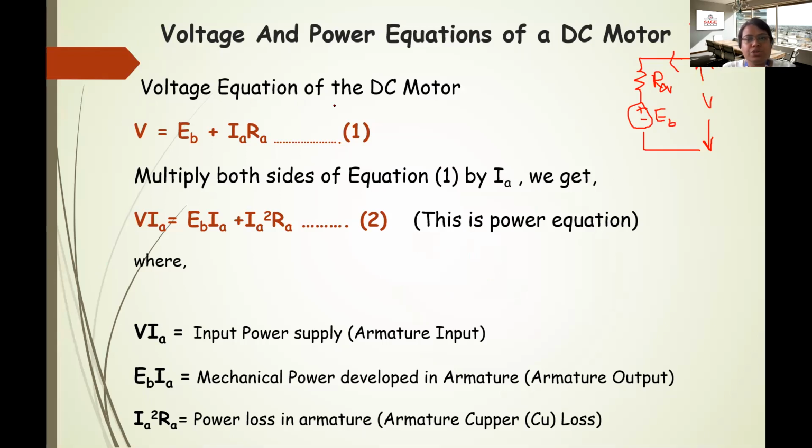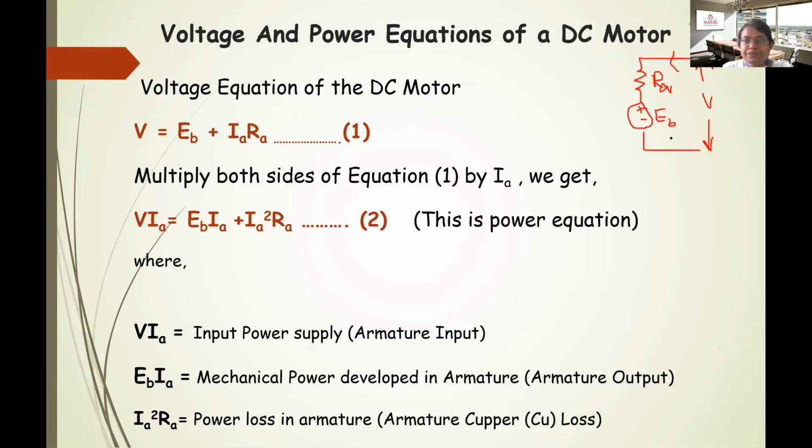So, what is the voltage equation of the DC motor? This is the diagram of a motor. This is the armature resistance. This is the armature, and we apply the voltage V in this circuit. Okay, so what is the voltage equation of the DC motor? The voltage equation is V equal to back EMF Eb plus Ia into Ra.